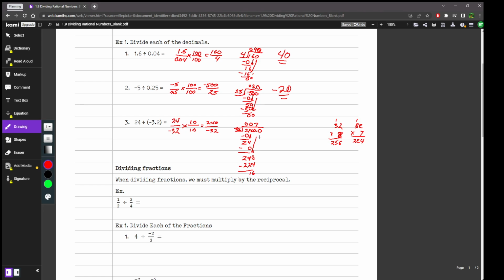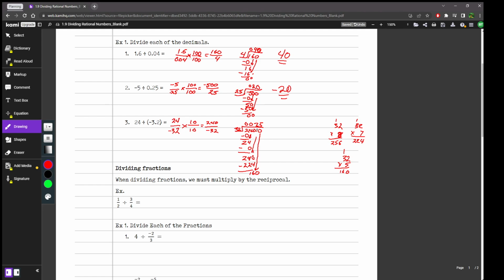Okay, and then after that, we can bring it down and go into 160. Well, 32 goes into 160. I happen to know this. It's 5. 5 times 32. Let's just double check. 5 times 2 is 10. That'd be 15. Plus the 1 is 160. So we're not done yet.